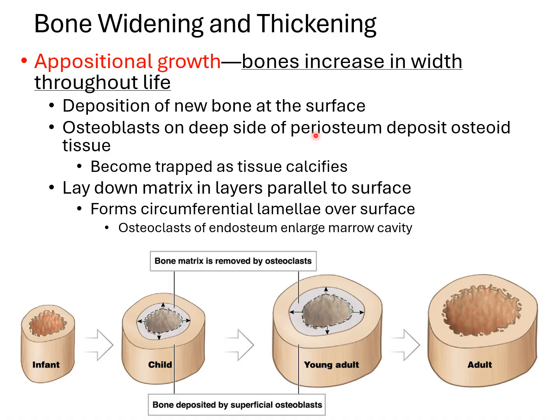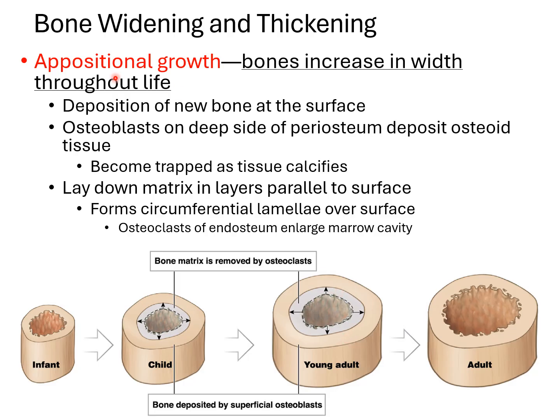Osteoblasts on the deep side of the periosteum deposit osteotissue. They become trapped in the tissue. They lay down a matrix in layers parallel to the surface. These are going to form the circumferential lamellae over the surface. The osteoclasts of the endosteum enlarge the marrow cavity and make it more hollow. But what's happening here, if you are a weightlifter and you use your legs a lot, you are going to have a thicker bone because it's going to be remodeled via width through appositional growth.